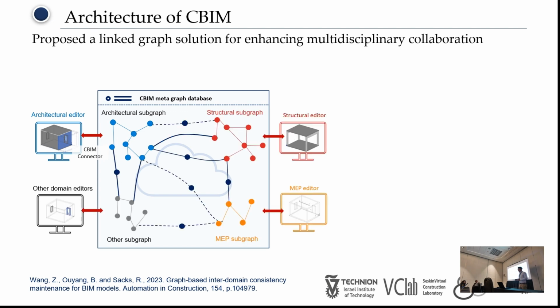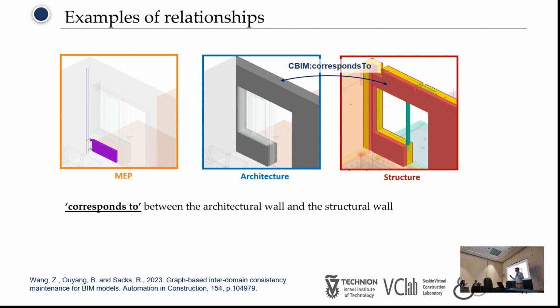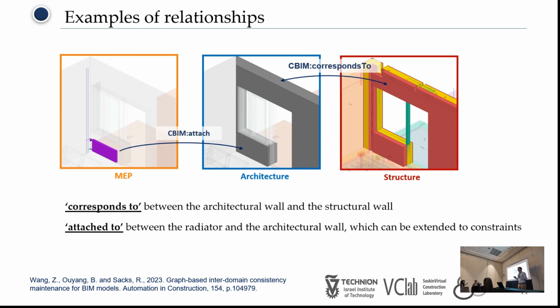Those relationships could be topology to describe spatial relationships, functional semantics, as well as design intent and constraints. For example, there is a wall, but the wall in different models has different representations. Therefore, we put a CBIM corresponds-to relationship between the architectural and the structural wall. Additionally, engineers put the MEP radiator on purpose too close to the architectural wall. Therefore, we generate a CBIM attached-to relationship to illustrate the design intent behind the engineers.